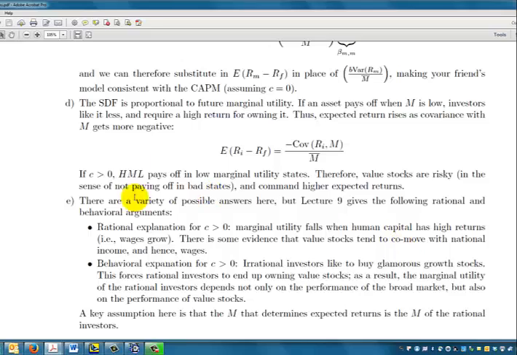Now what about the last two parts? We want to know what has to be true about marginal utility for C to be positive. We basically have to have that if C is positive, HML is paying off in low marginal utility states. In other words, it's paying off in good states rather than bad states. And that is what would explain value stocks being risky and having higher expected returns.